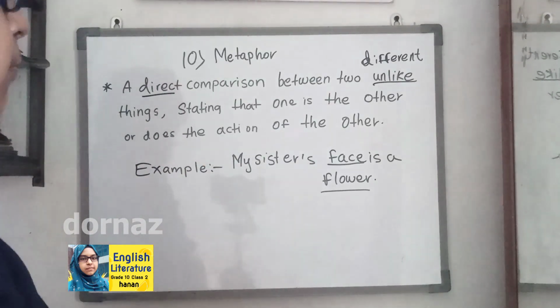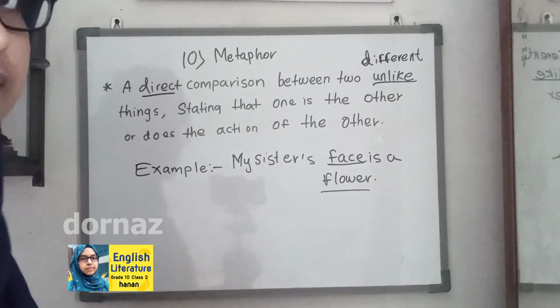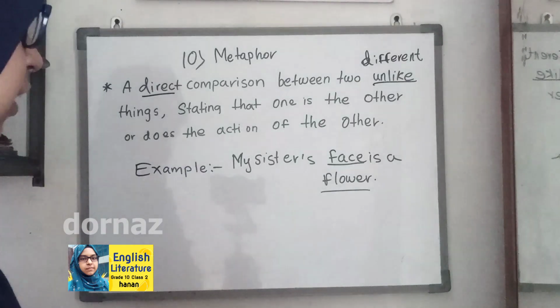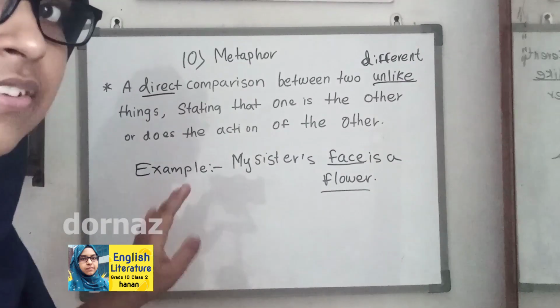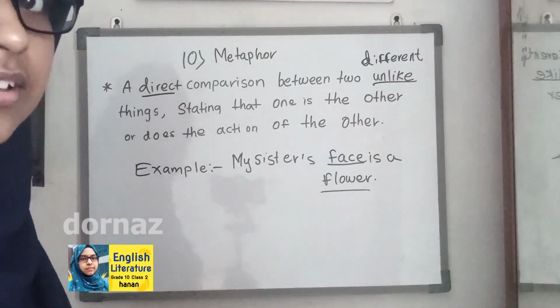The 11th poetic device we are going to discuss is simile. Already got some kind of idea, I hope. My sister's face is a flower. In simile, we will call it as my sister's face is like a flower.